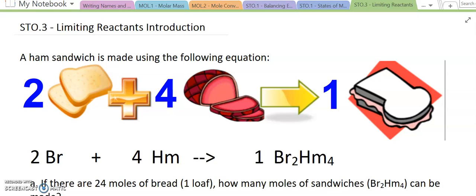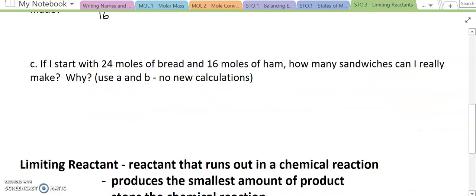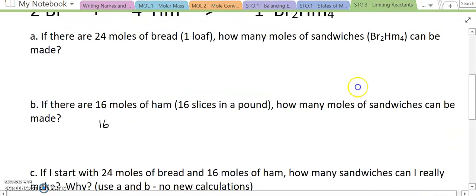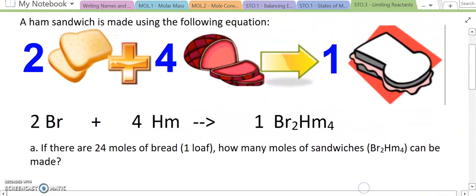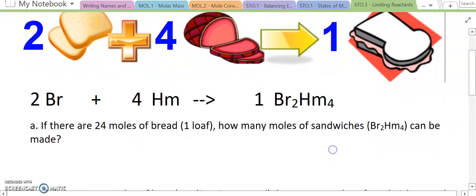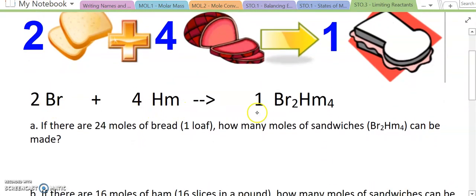So to introduce our concept of limiting reactants, we're going to go back and take a look at a ham sandwich. And as I go back to take a look at a ham sandwich, we are going to be using 2 pieces of bread, which is standard, 4 pieces of ham, which might be a little bit more than what you usually use, but 4 pieces of ham, and we're going to make one sandwich. And in an equation form, it looks like this: 2BR, 4HM, and 1 sandwich.